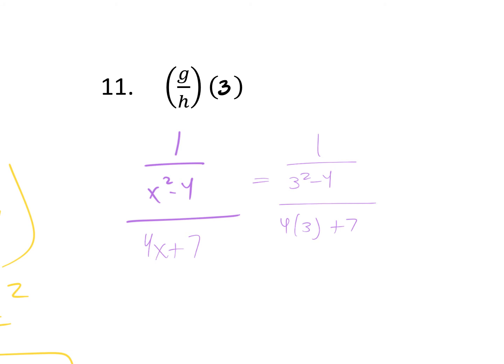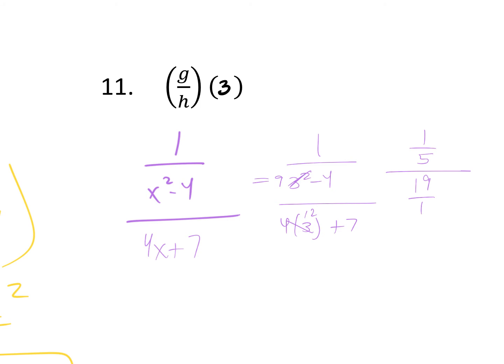What is 3 squared? 9. So I have 1 over 5. You guys agree? Divided by, well, 4 times 3 is 12, and 12 plus 7 is 19. This is over 1, correct? I can say 19 over 1.